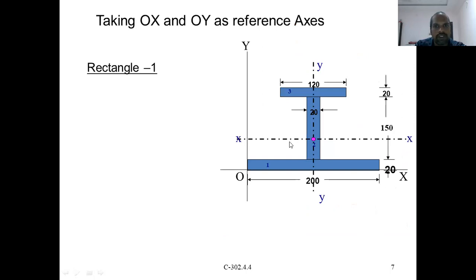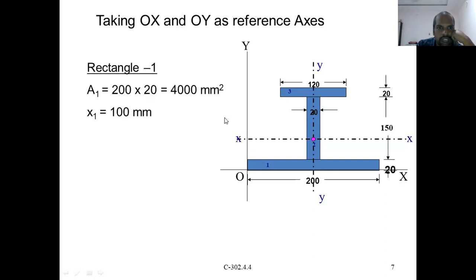OX and OY as the reference axes. Of course, we know we don't need OY, because we have already decided that x bar is equal to 100 mm. It's already decided, we have already calculated. No need of x bar, but we need it to calculate the moment of inertia. That's what it is referred to. A1, x1, y1.